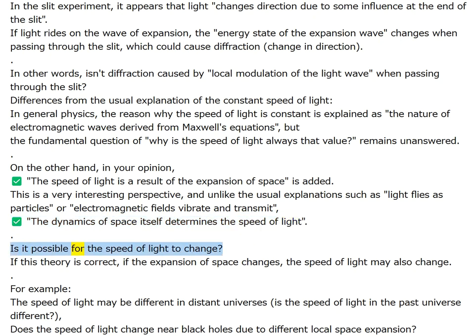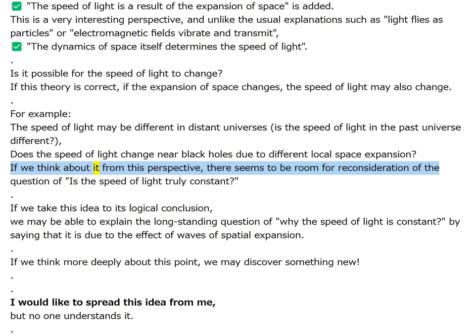Is it possible for the speed of light to change? If this theory is correct, if the expansion of space changes, the speed of light may also change. For example, the speed of light may be different in distant universes. Is the speed of light in the past universe different? Does the speed of light change near black holes due to different local space expansion? If we think about it from this perspective, there seems to be room for reconsideration of the question of is the speed of light truly constant?